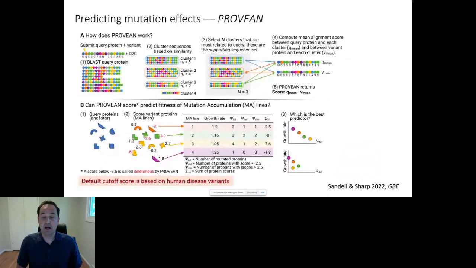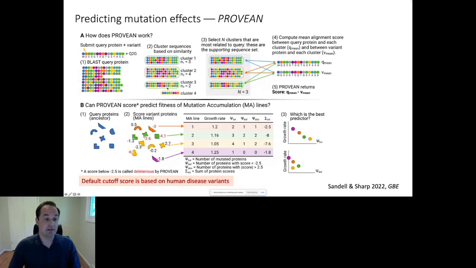How does Provean work? In brief, you are submitting a query protein plus a variant, and then that protein is blasted against all of the available sequences. After some clustering, you get alignment scores that might differ between your ancestral protein and your mutant protein. And the difference in those alignment scores is what's referred to as a Provean score, and may tell you the extent to which this variant might be underrepresented in evolutionary sequence space, and therefore more likely to be deleterious.